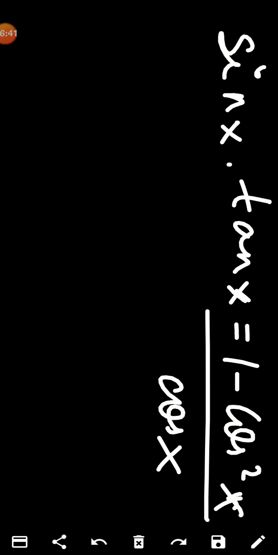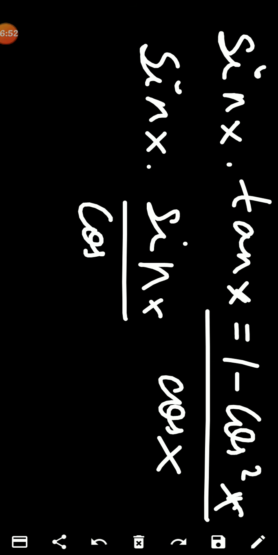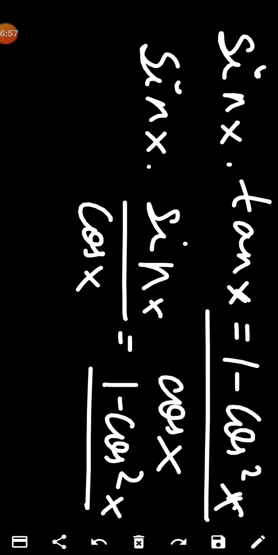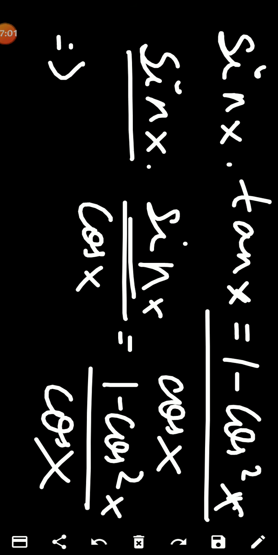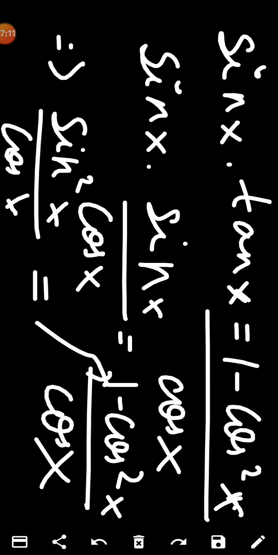Now you know that tan x can be written as sin x by cos x. So let's write that. So sin x multiplied by sin x over cos x is equal to 1 minus cos square x upon cos x. Now we multiply sin x with sin x, so therefore we get sin squared x upon cos x is equal to 1 minus cos square x upon cos x.